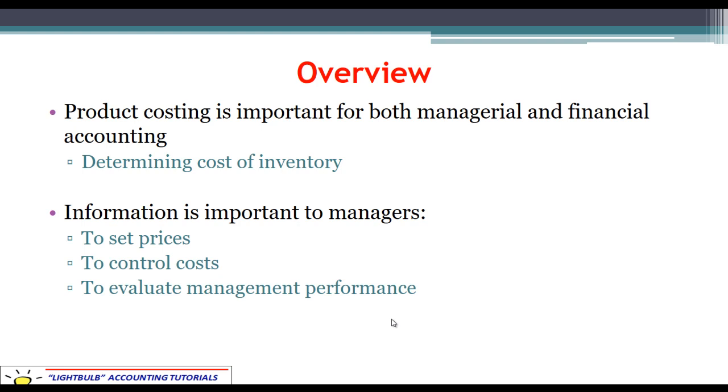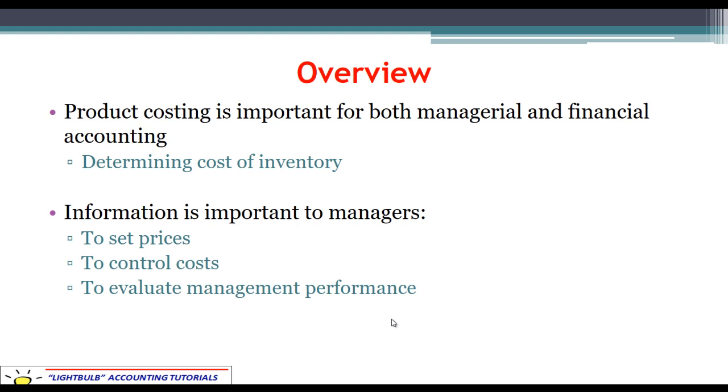First of all, here we're talking about two different methods of product costing. Understanding what the product cost is important for both managerial and financial accounting. In fact, this is one area where managerial and financial accounting tend to come together with the cost of inventory or product costing. So again, what we're trying to do here is determine what the cost of the inventory is so we can determine how much becomes an expense and how much remains as ending inventory.